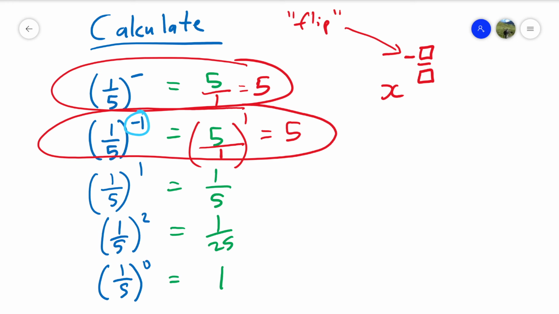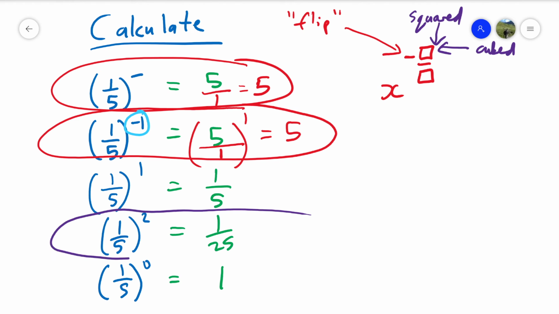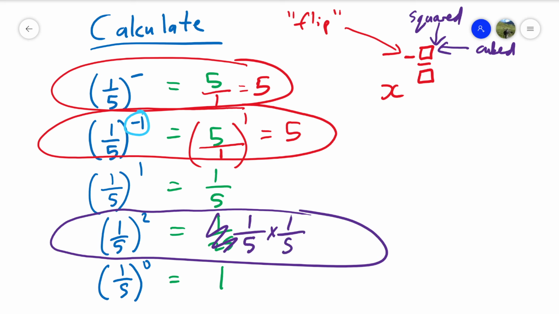Anyway, the number on the top means something like squared, or it might mean cubed, or something else. Depends on what the number is. So this one here, because this is 2, it means squared. So it means a fifth times a fifth, which is 1 times 1 is 1, and 5 times 5 is 25, because that's times fractions.